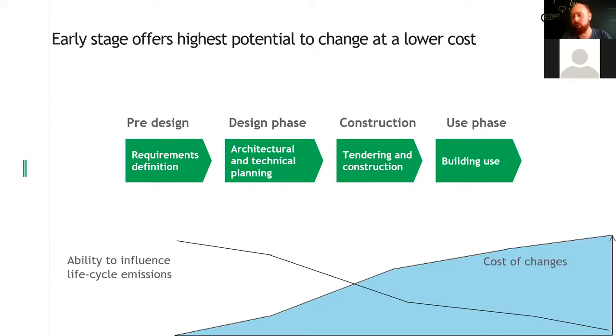When we are actually doing the construction, there isn't that much we can change anymore. We cannot just simply say after the building is half made, okay, we want to change the structure. We want to change from concrete to wood. If we do it, there will be very high costs, so almost impossible. And then when we're in the use phase, at this point, changing anything will have very little effect and will have very high costs. So as early as possible to do this, better for everybody, basically.